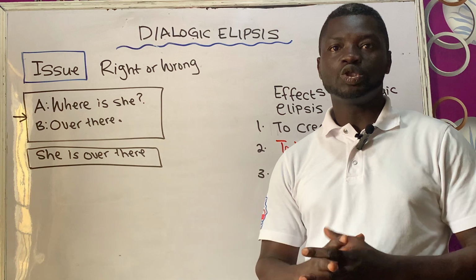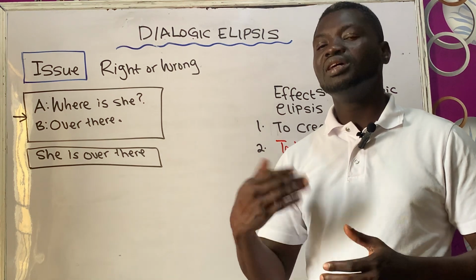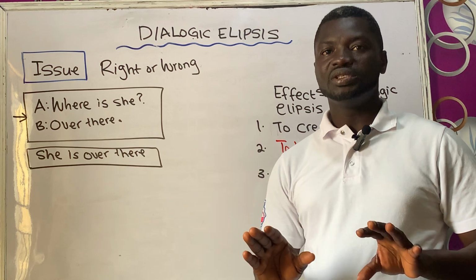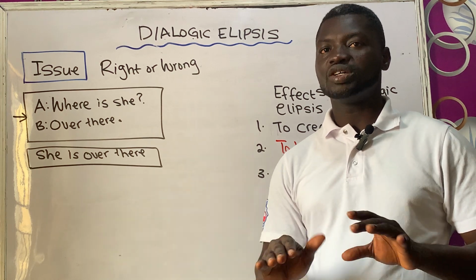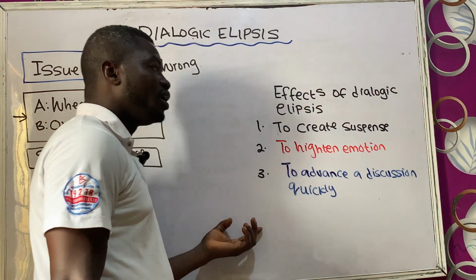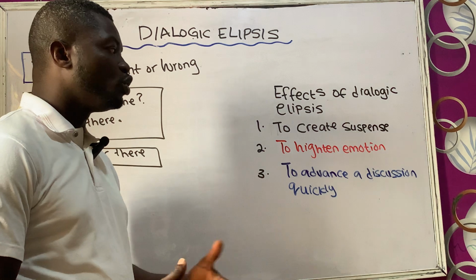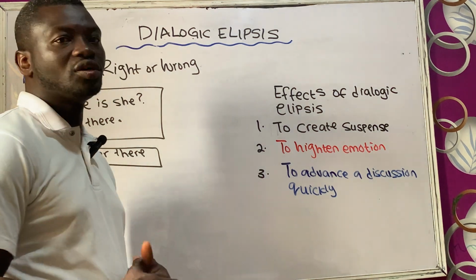I mean, we've just been able to establish in this class that it is actually correct to respond to a question elliptically. However, we do this to emphasize some effect. Again, do not forget these are the three effects. First, we're trying to create suspense, or we're trying to heighten emotion, or we're trying to advance a discussion.